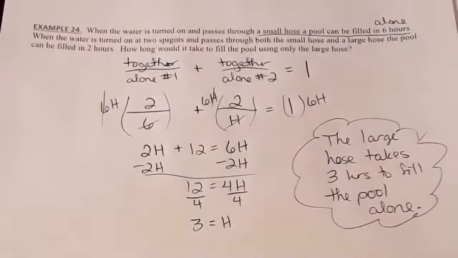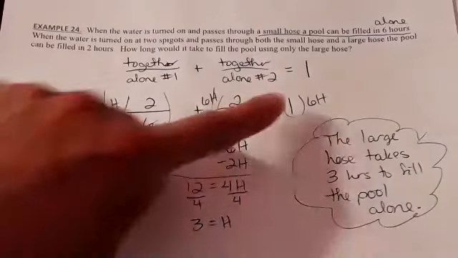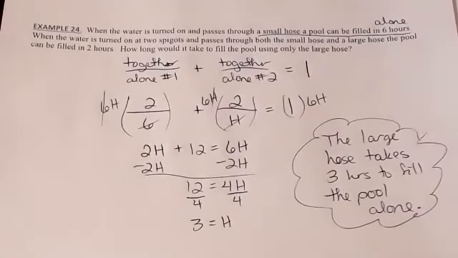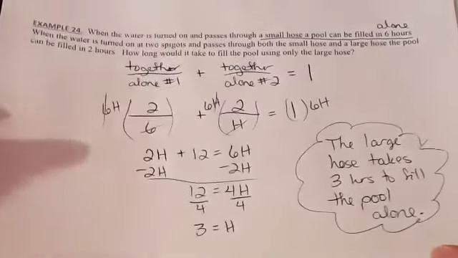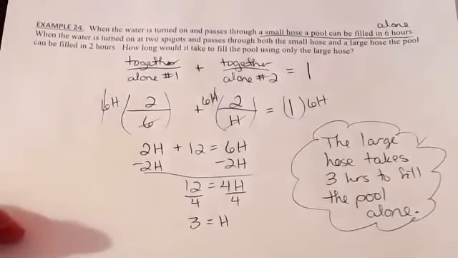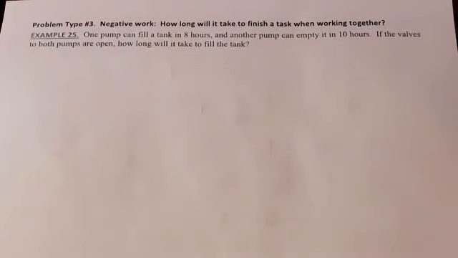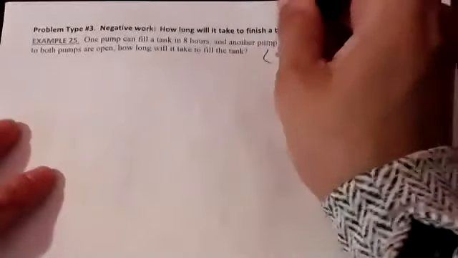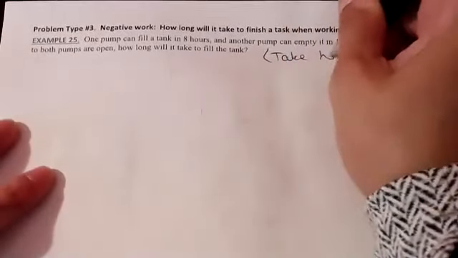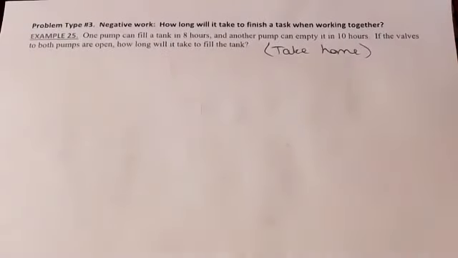And that's your answer. I don't want you to overthink this or overcomplicate it. You have a formula. Make sure that you're applying that formula to your problem, okay? If you turn the page, we have one last problem for unit 2, and that is negative work, meaning one pump is filling, the other pump is taking it away. So I want you to take this one home as well. So take home, or you can do this on our break, which we're going to take right now.